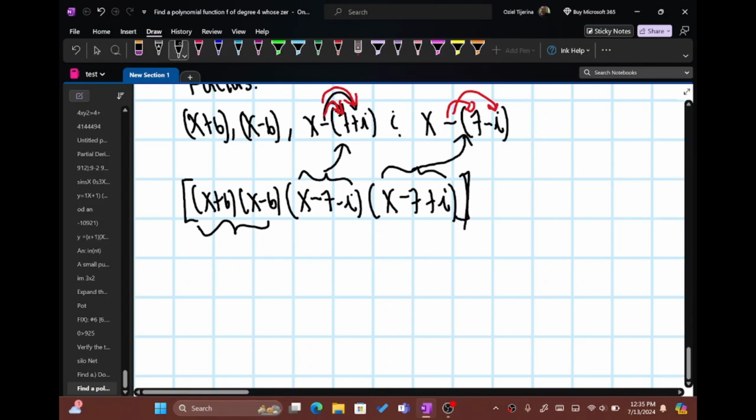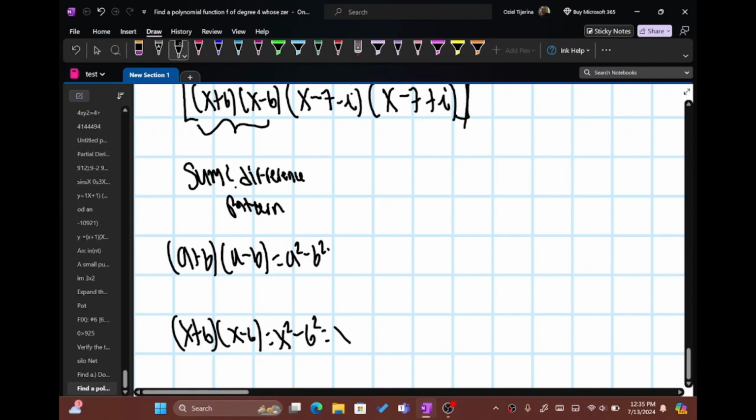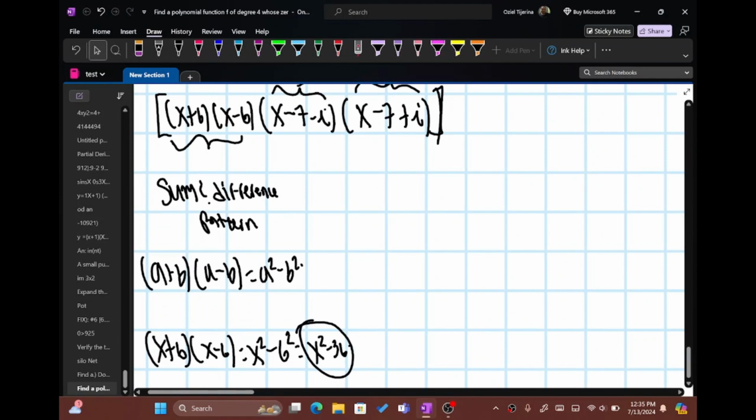This part is really the sum and difference pattern. If you don't remember the sum and difference pattern, it's a plus b times a minus b equals a squared minus b squared. So x plus 6 times x minus 6 is going to be x squared minus 6 squared, which is x squared minus 36. So that's one of the factors of the polynomial.